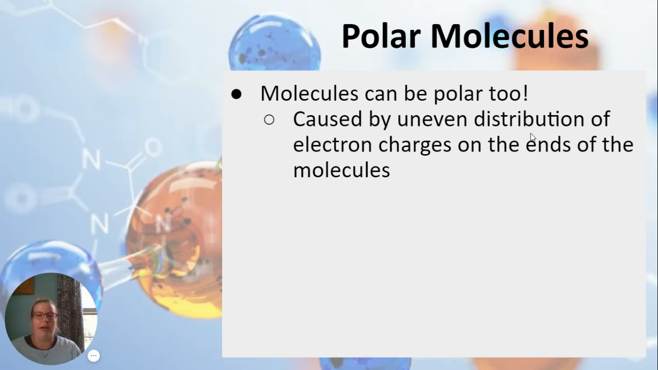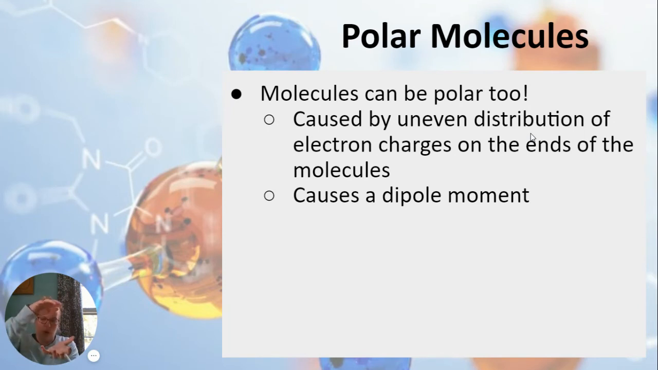So in a polar bond, it's one positive side and one negative side. In a polar molecule, it's differences in charges on the whole molecule. So we look at the whole thing instead of just one individual bond, okay? When you have this polar molecule, it causes something called a dipole moment. And a dipole moment is just a fancy word for saying it's polar.